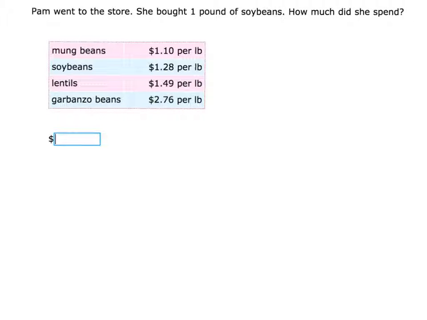Okay, IXL level J, K.4. These problems are pretty simple, but I'll walk you through a couple just to make sure. Pam went to the store. She bought 1 pound of soybeans. How much did she spend?